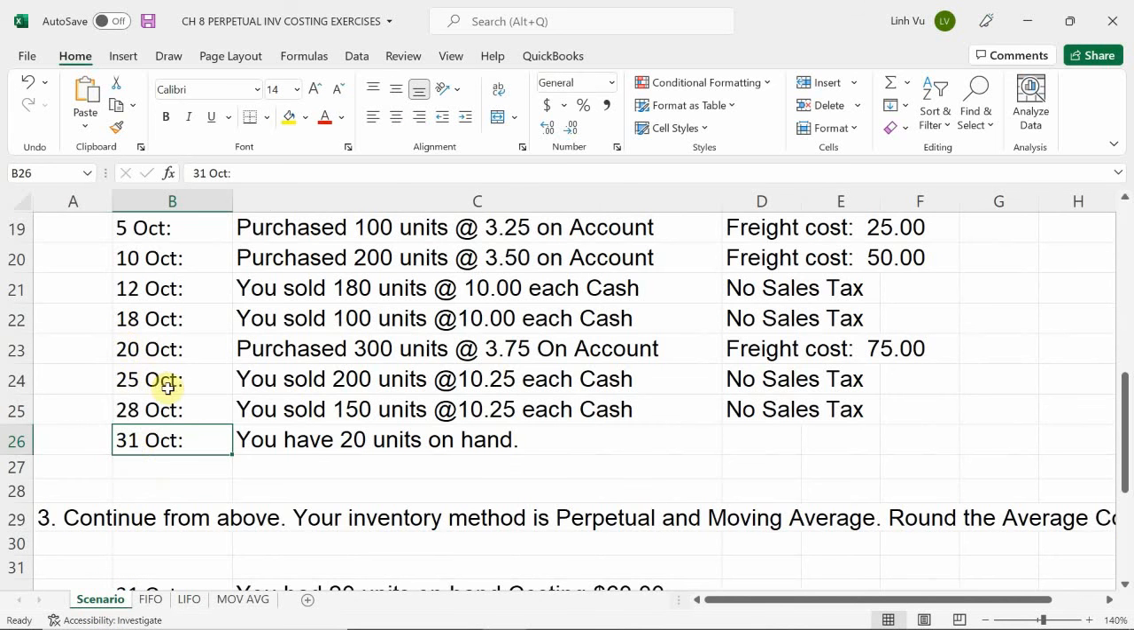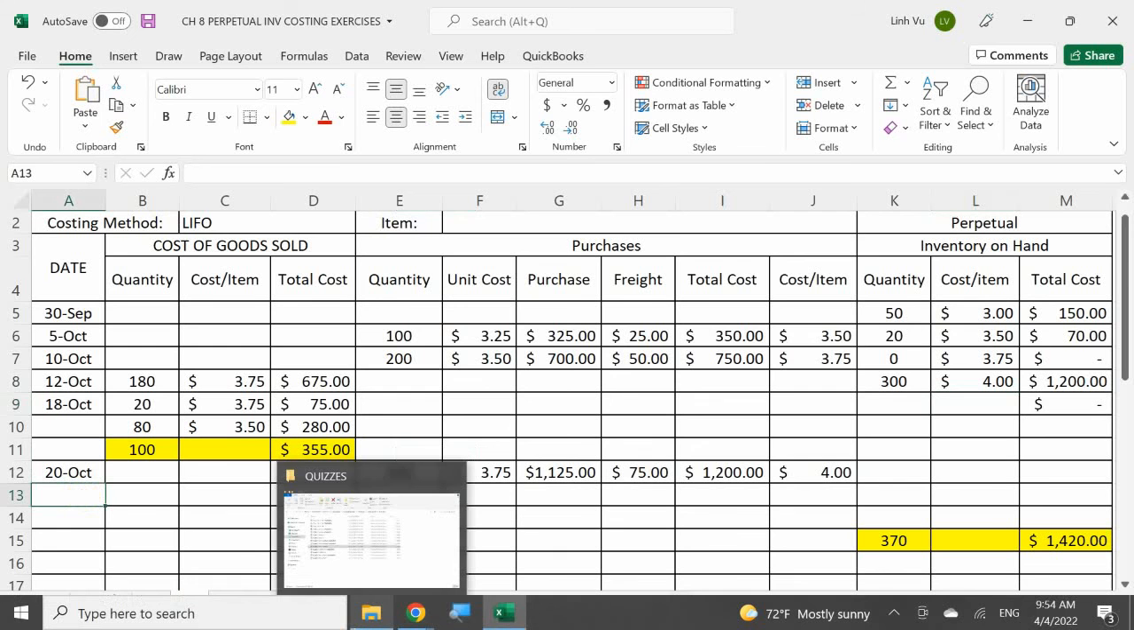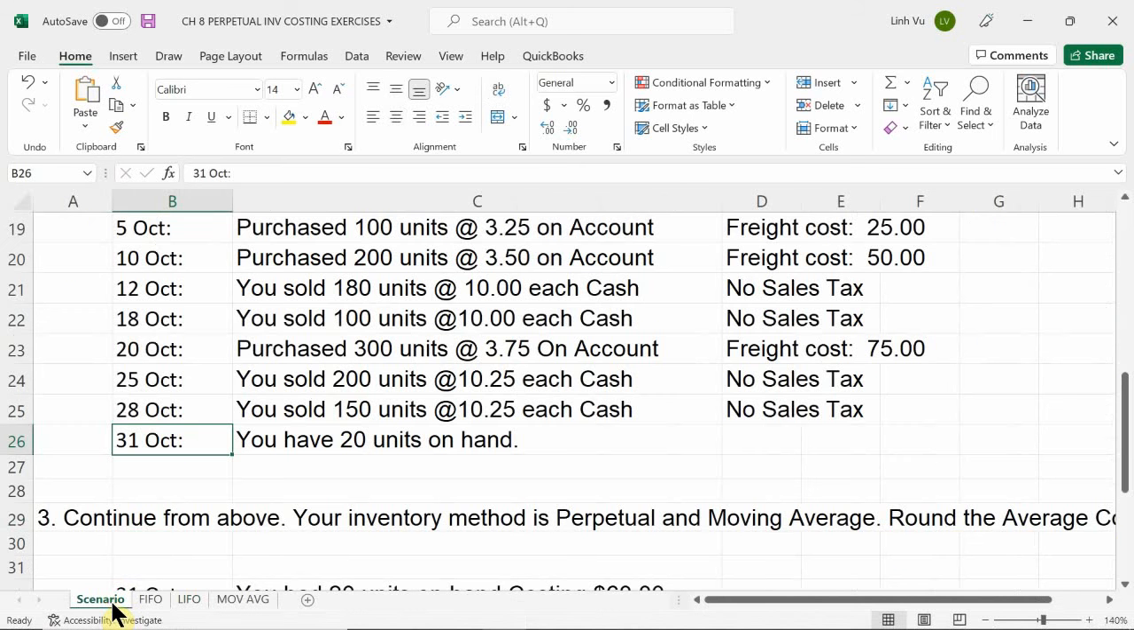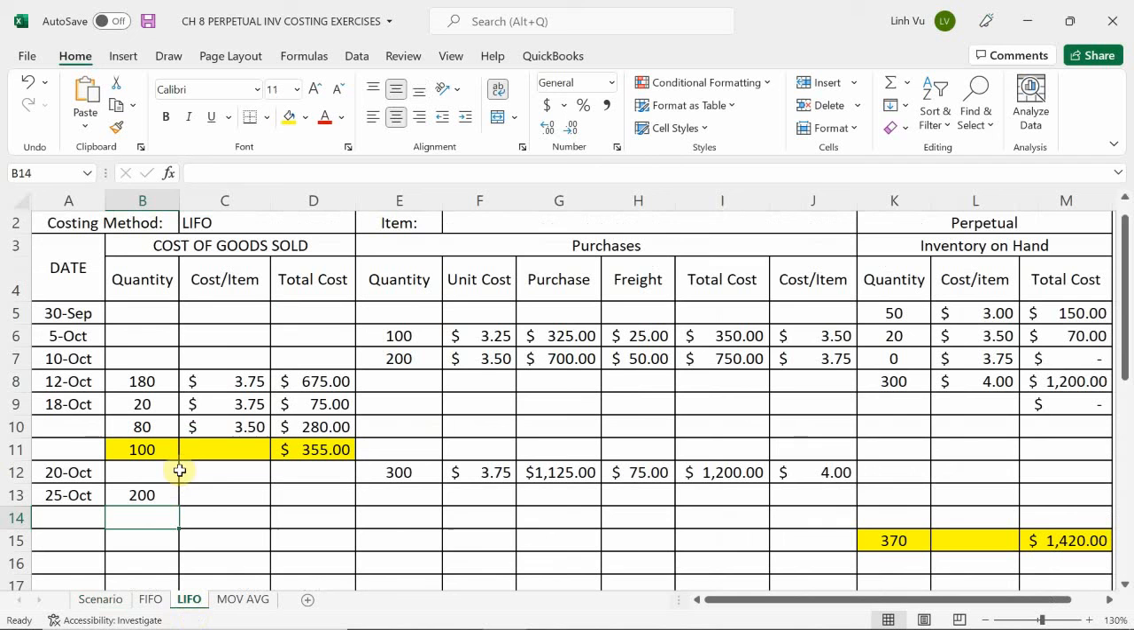So on the 25th, we end up selling 200 units at $10.25 each. So October 25th, we sold 200 units. Okay? So in this case, using the rules of LIFO, last in, first out, out of the three batches of inventory that you currently have, which batch are you going to sell first?